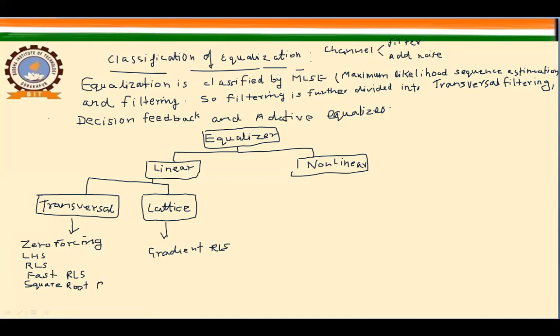RLS. Now non-linear is divided into three parts. First is the DFE equalizer, decision feedback. Second is the maximum likelihood symbol detector.